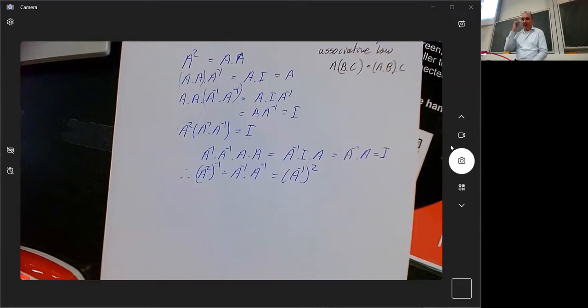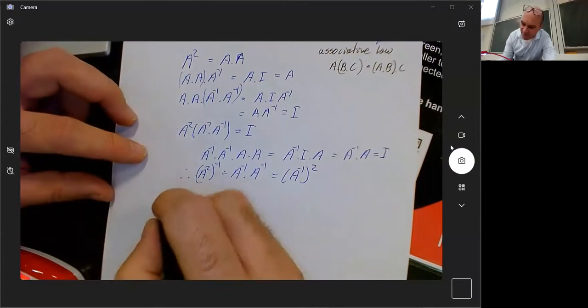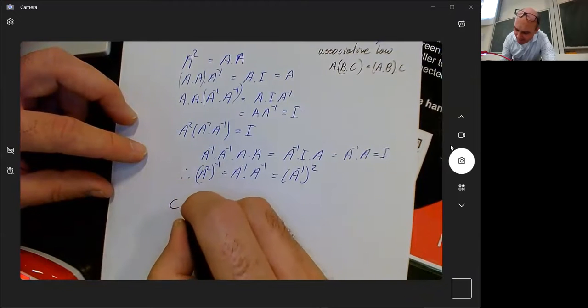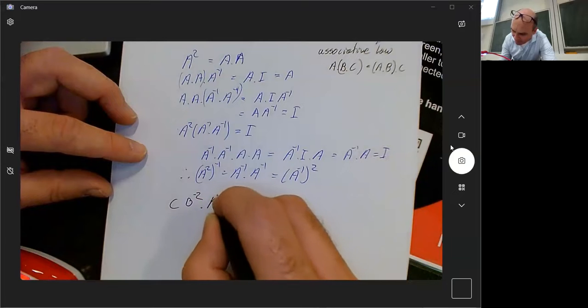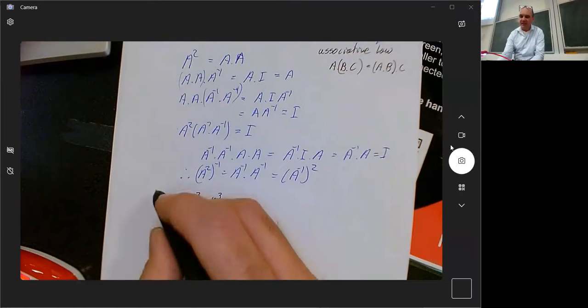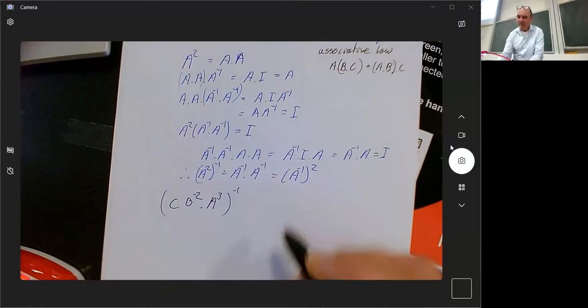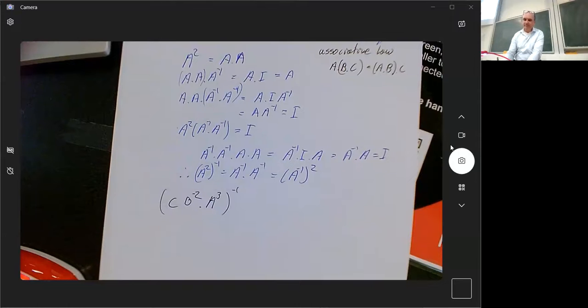One I saw from a first year maths assignment was they gave you C, B minus 2 times A cubed, and they said, find the inverse. All right. Now there's a trick, and I can't remember if it's in your notes. I'm not sure if I wrote that little detail down.